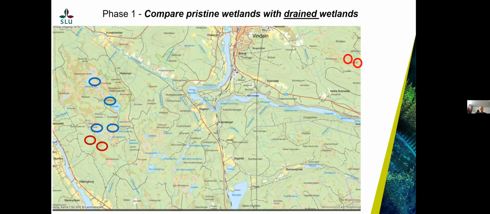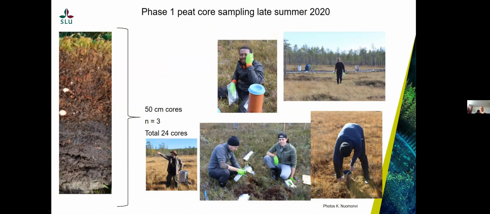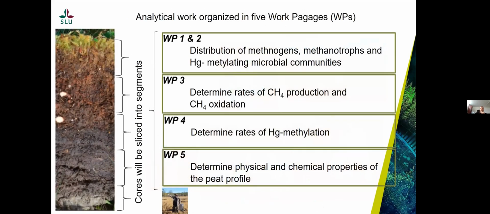So back to our sites. We have just finished a sampling campaign where we've been out to these 8 sites in total, and we've extracted cores from the top 50 centimeters of the profile. At each site we have 3 replicates, giving us a total of 24 cores. We take these cores back to the lab and cut them into segments, so we get a fairly high resolution of the peat profile, and then we subject these segments to analytical work organized in 5 work packages.